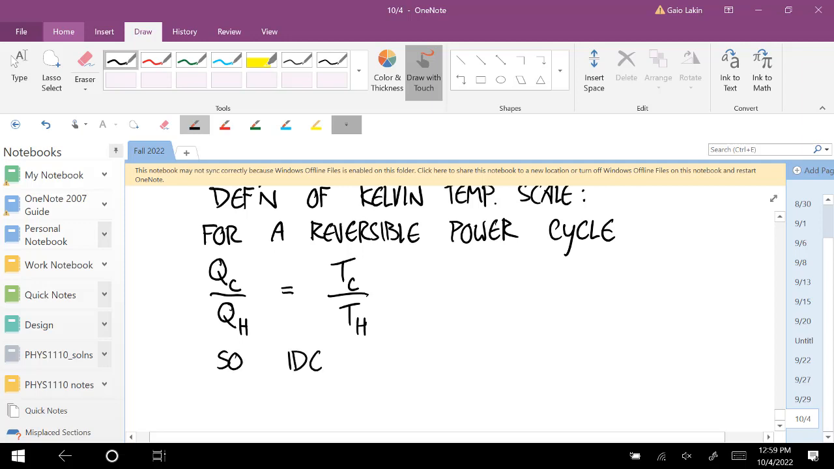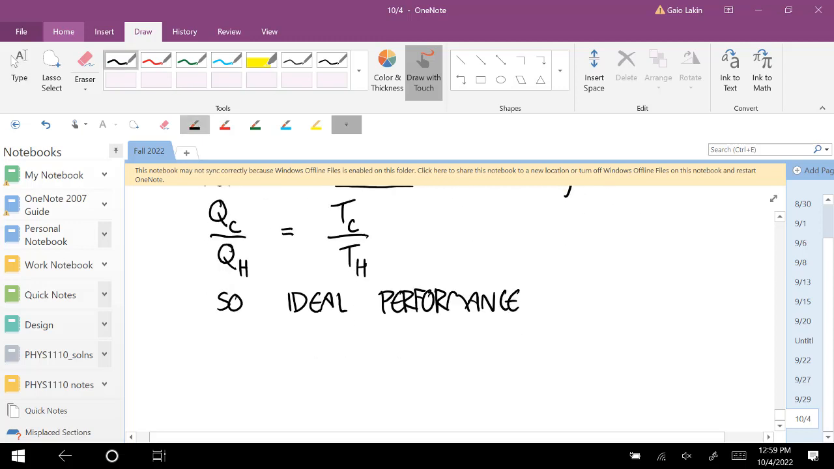So the ideal performance, since this is defined in terms of a reversible power cycle, and we know that a reversible power cycle has the best performance you can have, that means that the ideal performance for a power cycle is, remember, this is the definition of the performance of a power cycle, 1 minus QC over QH. We came up with that before. And so the maximum is that where you replace QC over QH with TC over TH.